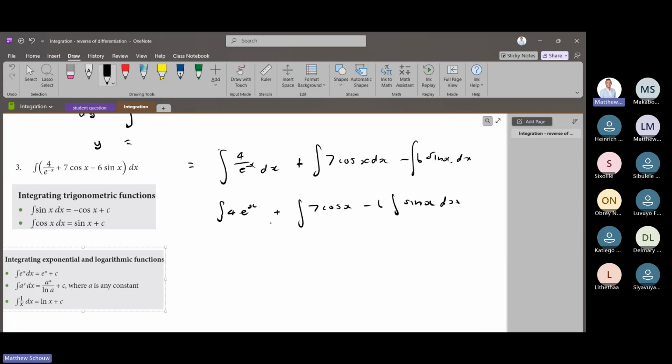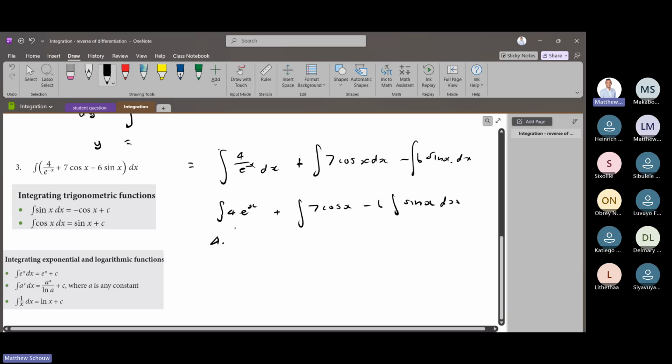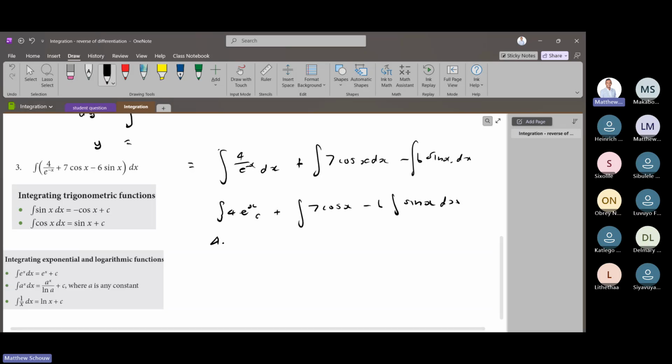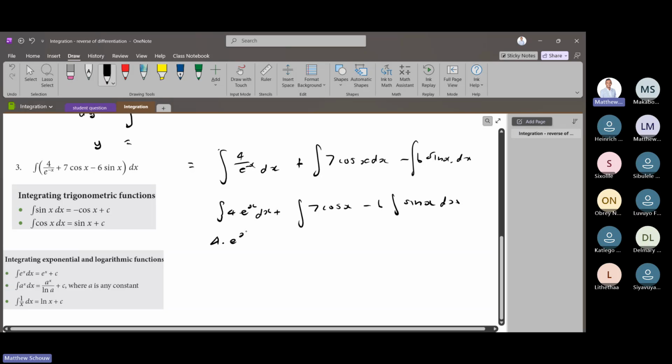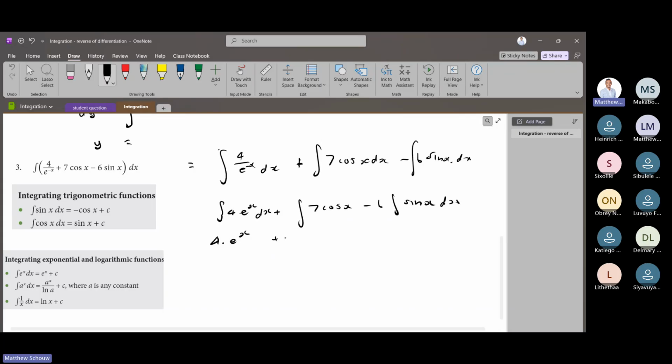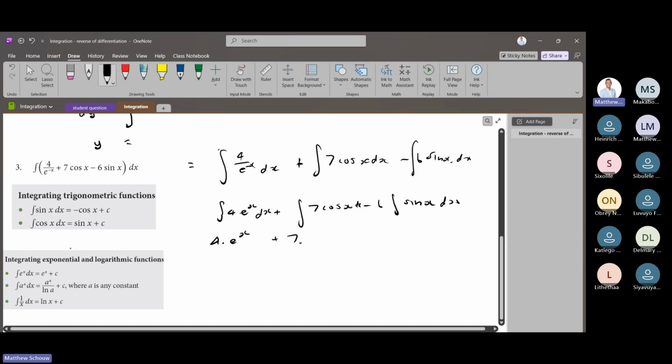Always when you're dealing with constants, you keep the constant on the outside and find the integral of the actual thing. That should have been dx, by the way. So that's 4 to the power ex. Similarly, if we integrate 7 cos x, we keep the 7 outside and integrate the cos x dx. I forgot the dx here as well. That's going to be 7 sine x.